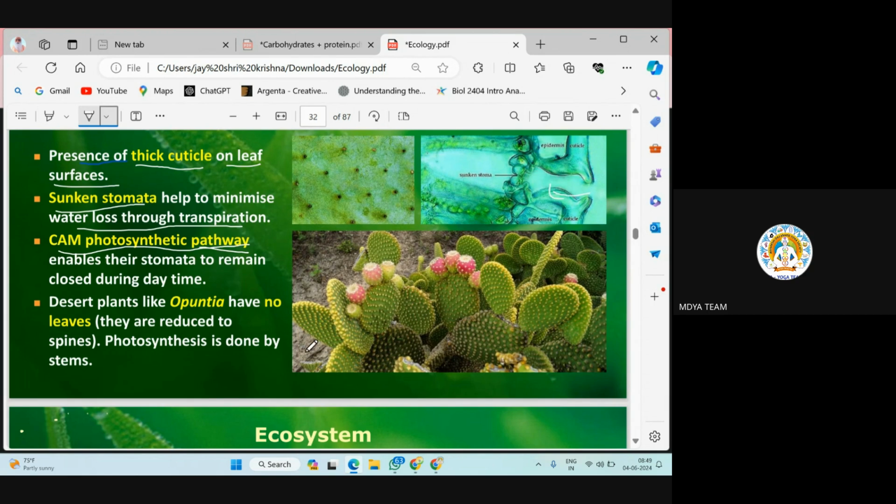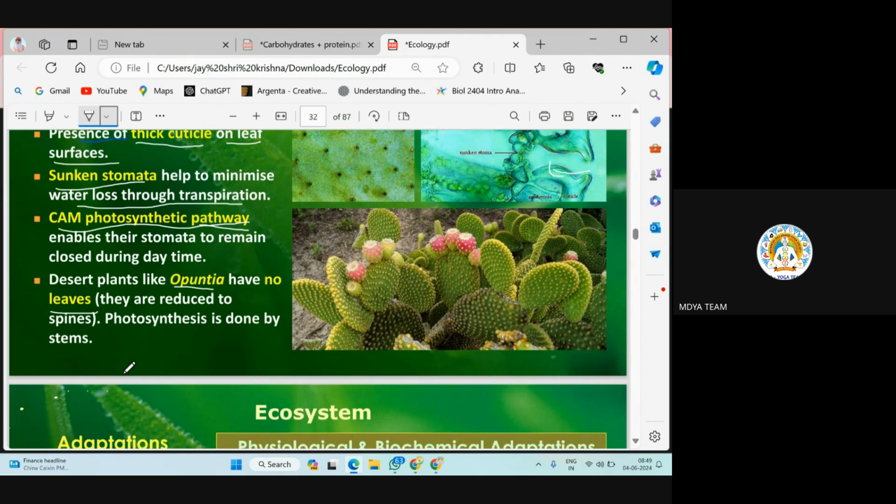Okay, sir. Thank you. And some desert plants like Opuntia don't have leaves at all. So no leaves means no water loss through transpiration, no water loss through stomata. So how are they doing photosynthesis? Photosynthesis is important to produce food from sunlight. They are doing photosynthesis by their stem.